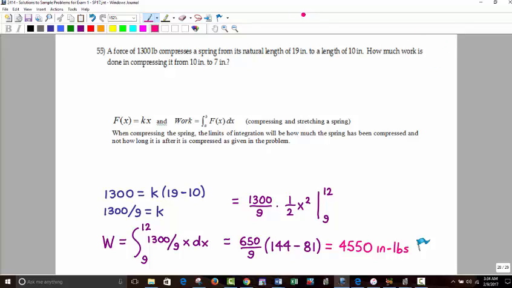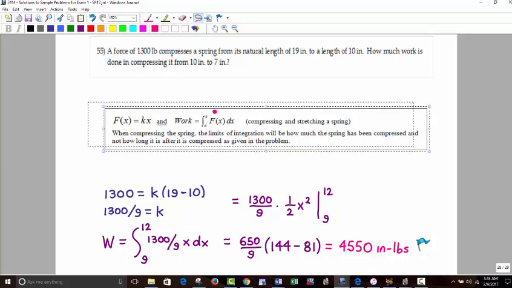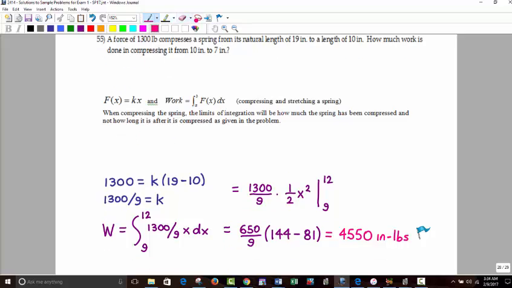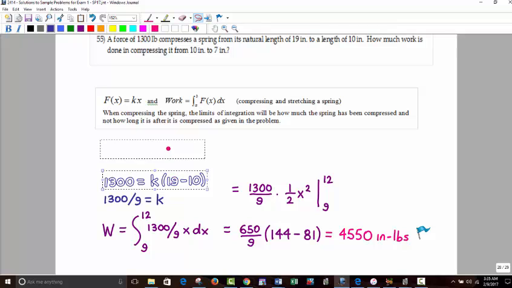Now, this is in my notes. Obviously, with this kind of problem, you've got to be careful. A force of 1,300 pounds compresses a spring from its natural length of 19 to a length of 10. Before I set this up, we can get the force part done first.